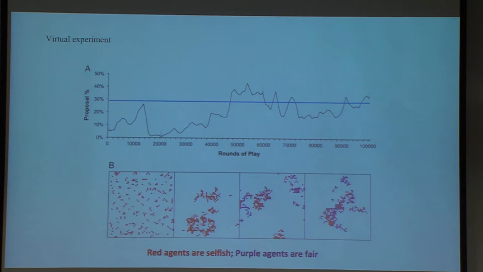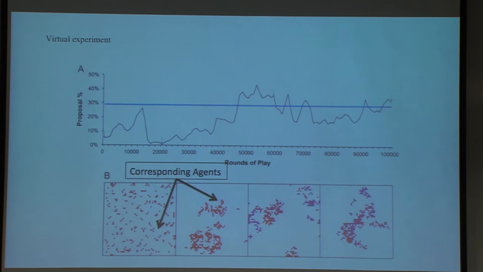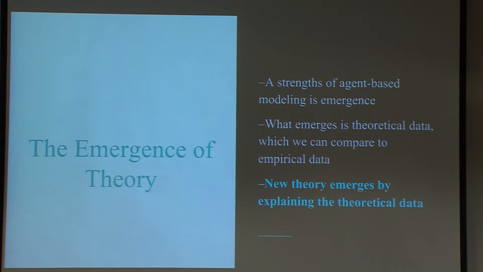And I'll just go through these quickly. A strength of agent-based models is discovering emergent behavior. But in this case, the data we see is emergent theoretical data. So can we then discover theory from these results? Why should this have ever evolved?